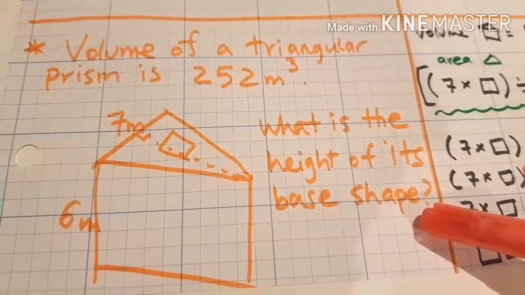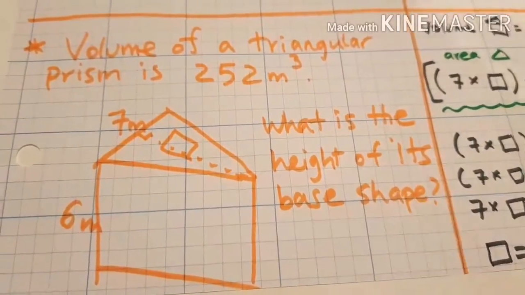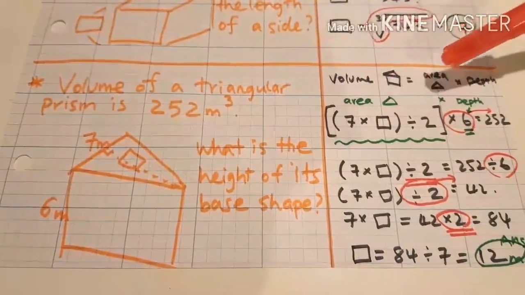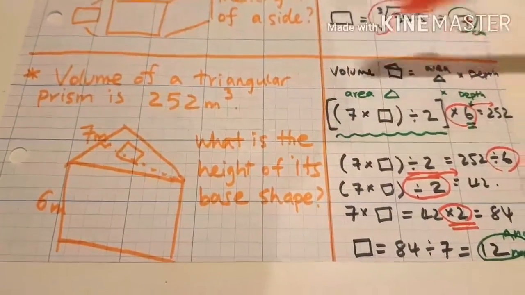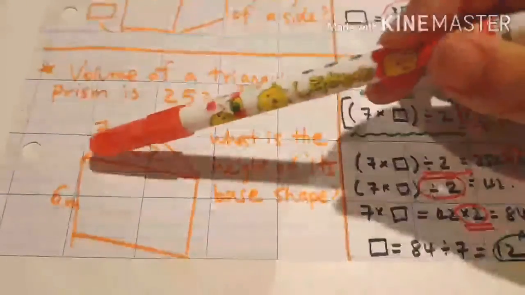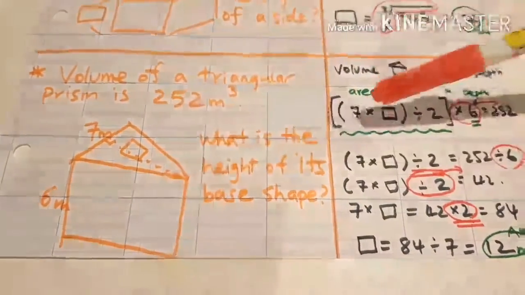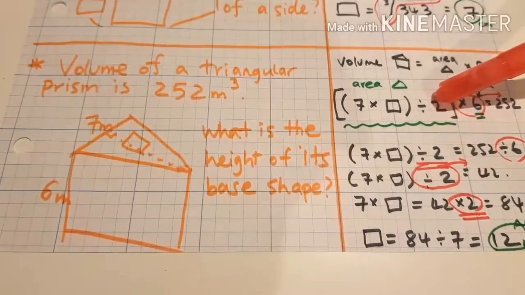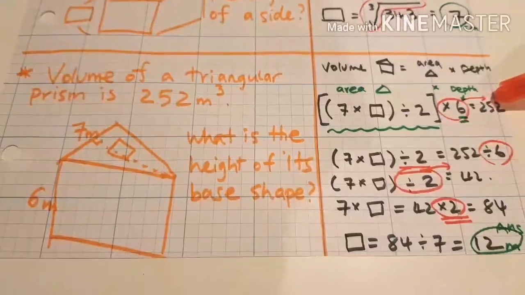In here, it's asking what this is, which is the perpendicular height for the triangle. So there you go. Have a look at my solution. Volume is the area of the triangle, which is the base shape, times the depth. Right, how do I find the area of the triangle? Base times the height divided by 2, right? So 7 times unknown height divided by 2. Okay, that's the area of the triangle, times it by the depth 6 is equal to 252.